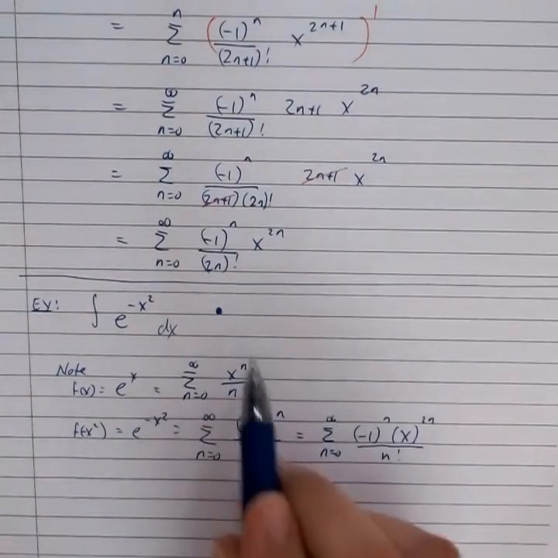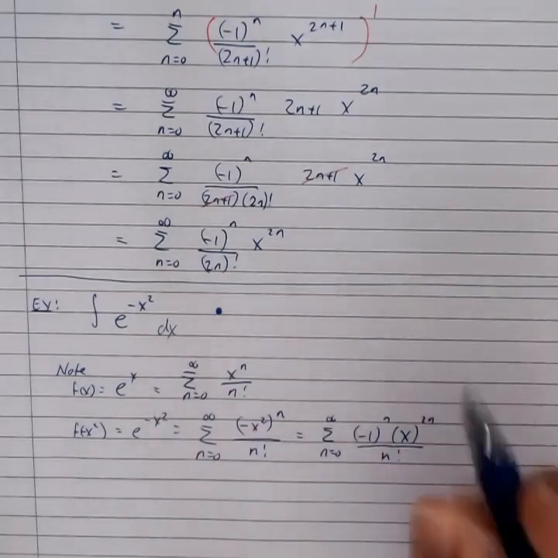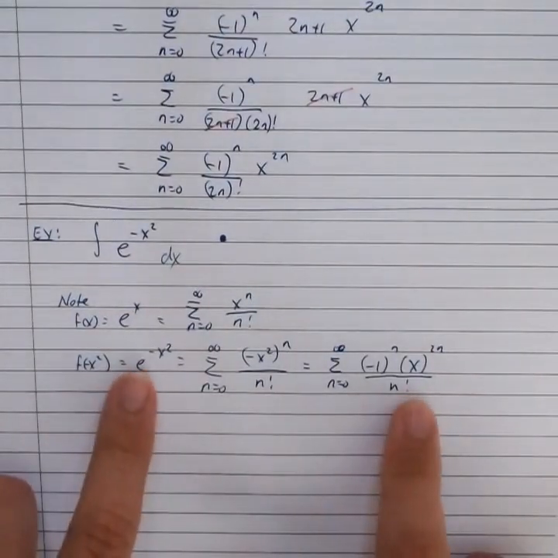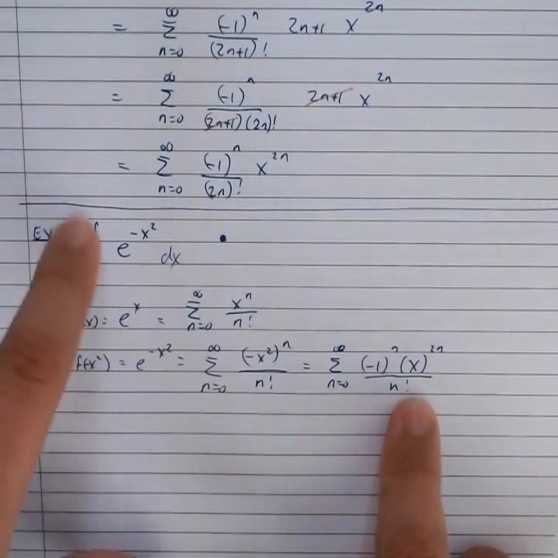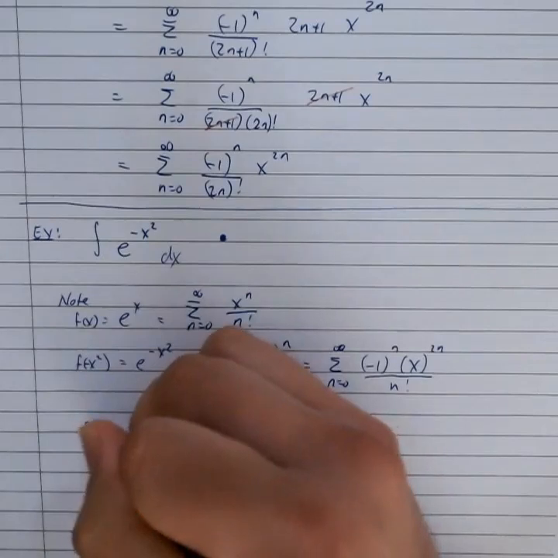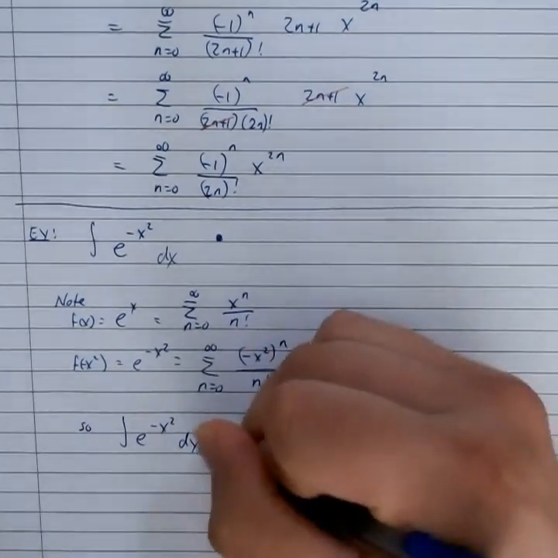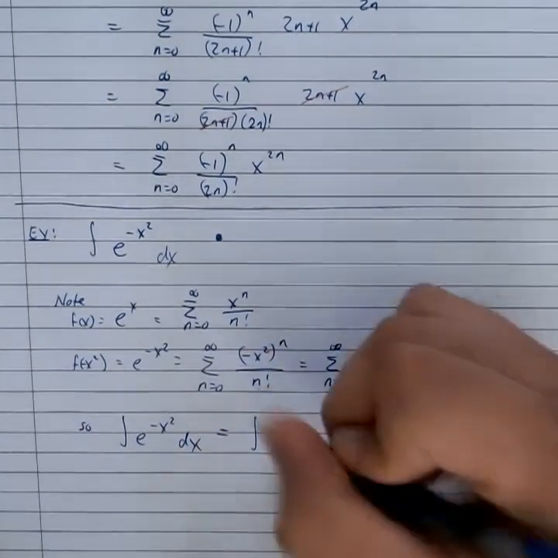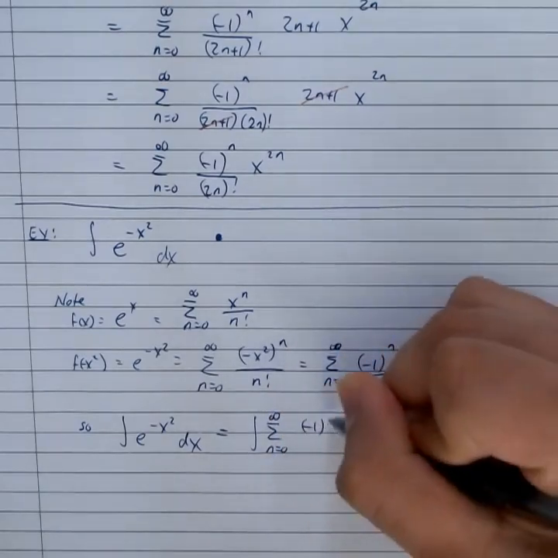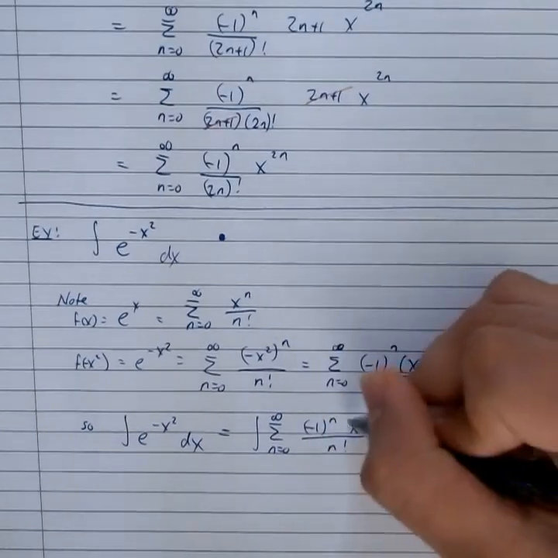And since this one converges for all real numbers, that means, well, this is defined for all real numbers, so that means the power series also converges for all real numbers. Here, this is exactly equal to that. So if I want to take the integral of that, well, why not take the integral of this? So the integral of e to the minus x squared dx is the same as the integral of the sum as n goes from 0 to infinity of minus 1 to the n, x to the 2n over n factorial.